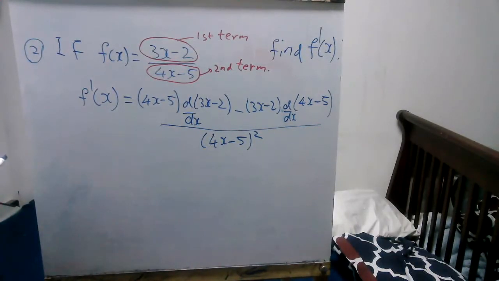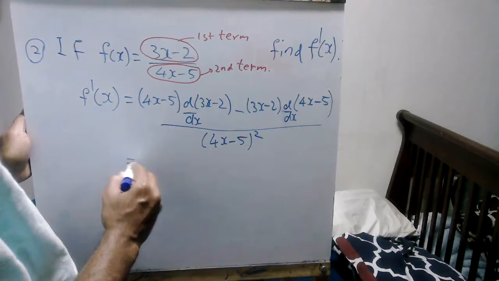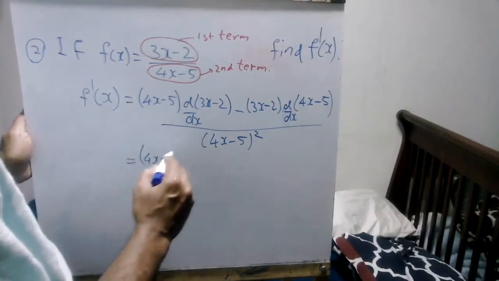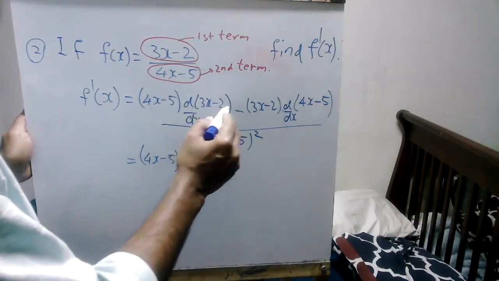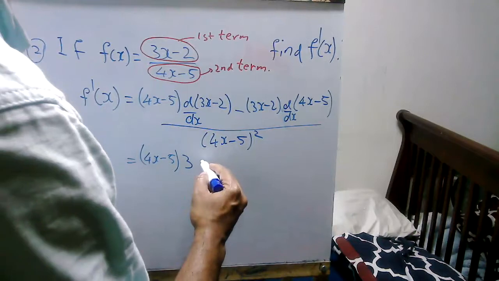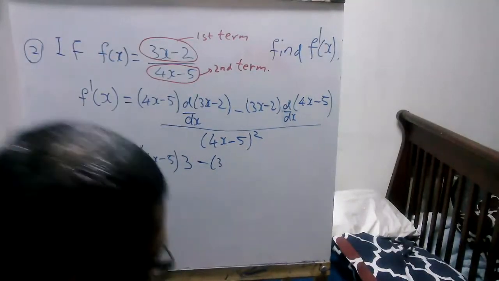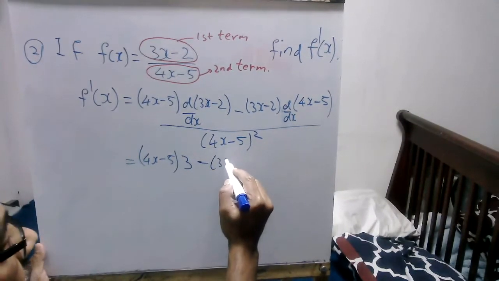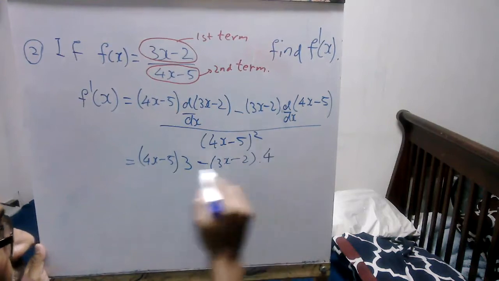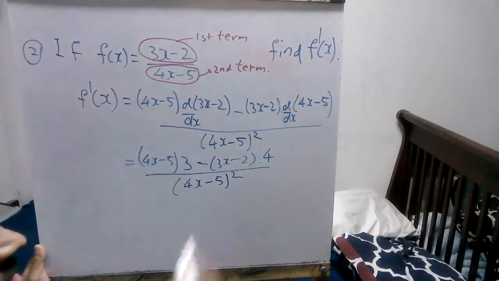Alright. Now let's do differentiation. 4x minus 5 times the derivative of 3x minus 2, which is just 3, minus 3x minus 2 times the derivative of 4x minus 5, which is 4, divided by 4x minus 5 whole thing squared.